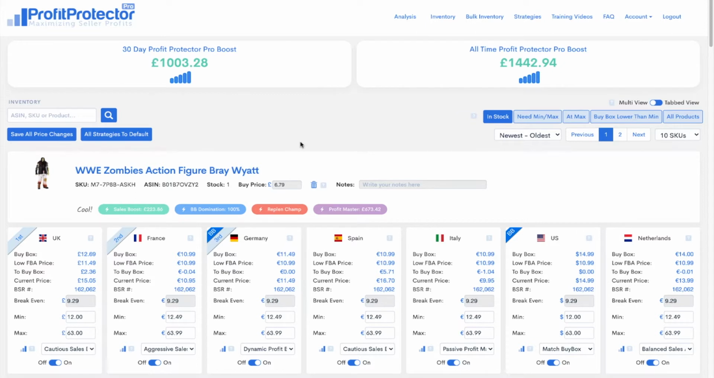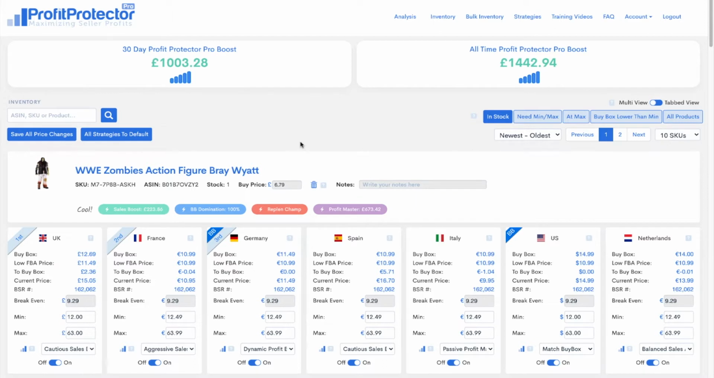Profit Protector Pro is all about protecting your profits. It's all about boosting your profits rather than engaging in the whole drop to the bottom thing that people have got going, the penny under repricing craziness that goes on. Profit Protector Pro is all about increasing your profits.